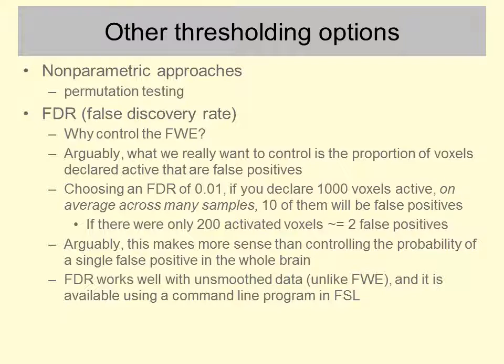It also works better as a method using unsmoothed data. So again, that recommends it for small brain areas that are going to be hard to find in heavily smoothed data. To use false discovery rate in FSL, you need to use a command line program. This is a technique that is potentially very useful, but do read about it because there are one or two caveats and questions over its validity.